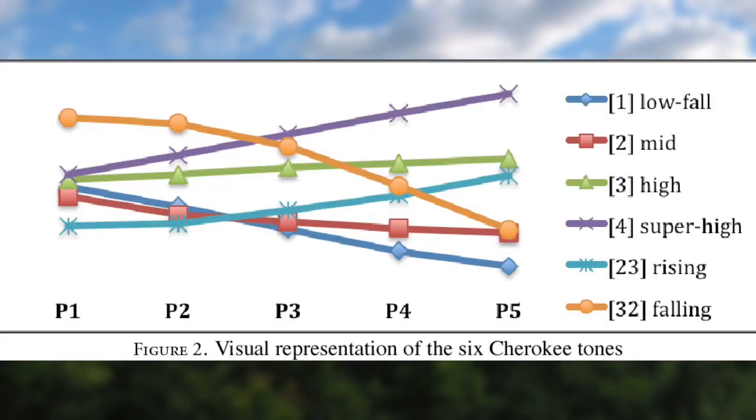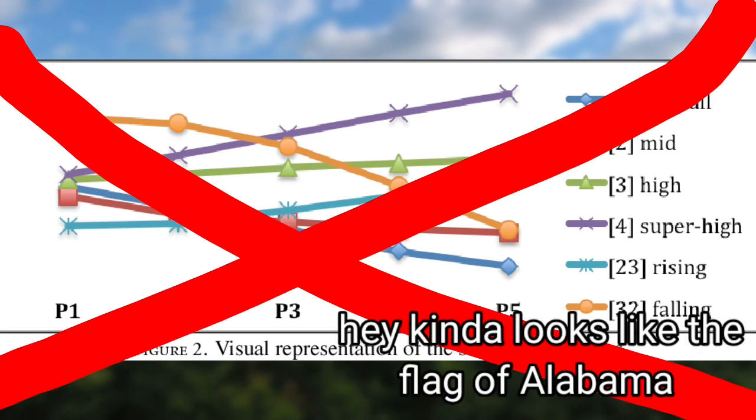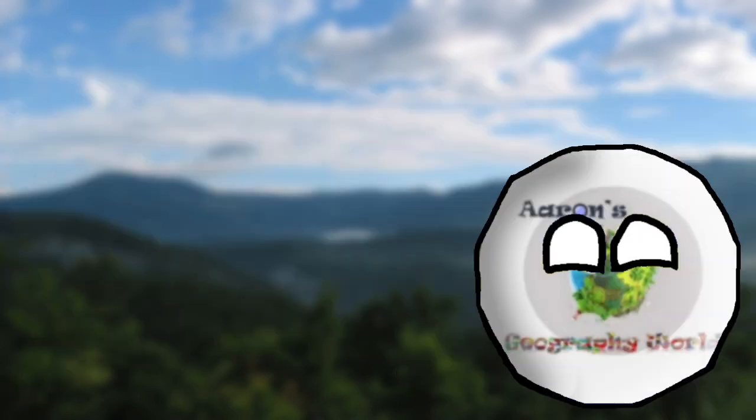Keep in mind that there are tones in Cherokee, that is, you pronounce the vowels with a different pitch, but they are not reflected in the writing system. So that was the Cherokee Syllabary.